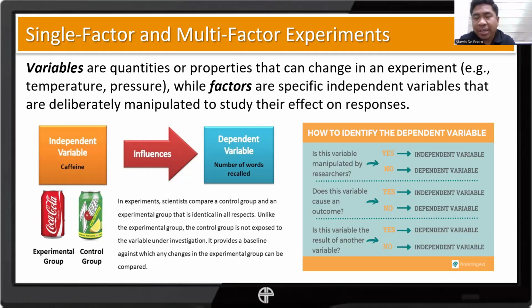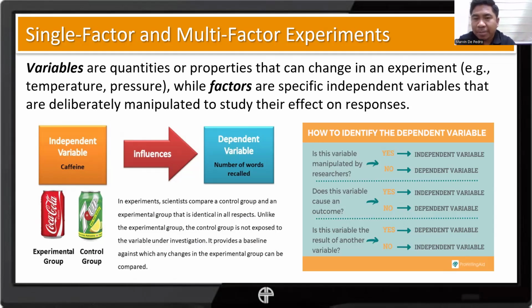Now, here's a side note on how to identify the dependent variable. We can identify it by answering these questions. One, is this variable manipulated by researchers? If yes, then that's an independent variable. But if we don't manipulate it, then that's the dependent variable. Or another question, does this variable cause an outcome? If yes, then that's an independent variable. If no, then that's dependent.